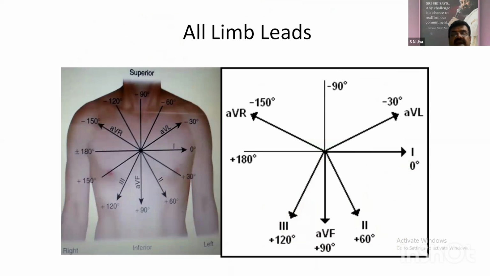Every limb lead has an axis. Every lead shows some axis. So the normal axis of the heart lies in between AVL and AVF. You can see lead one means 0 degree, lead two is plus 60 degree, AVF is plus 90 degree, and lead three is 120 degree, and AVR is totally opposite.